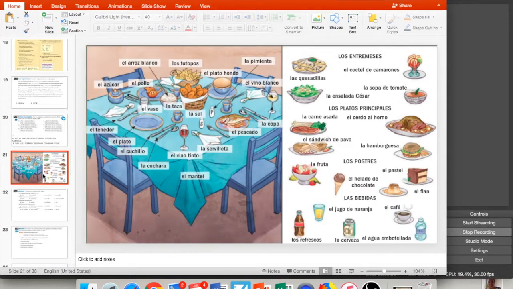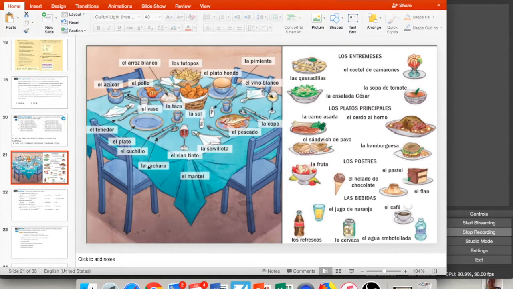The second part of our vocabulary is one of my favorites. You get to go through and see all these awesome vocab words that have to do with being in a restaurant. So let's just go through a few of these. We don't have to go through all of them. Over here we have el arroz blanco, white rice. El pollo, chicken. El azúcar, sugar. El tenedor, a fork. El vaso, a glass. Not to be confused with a vase. El vaso, a glass. El plato, the plate.